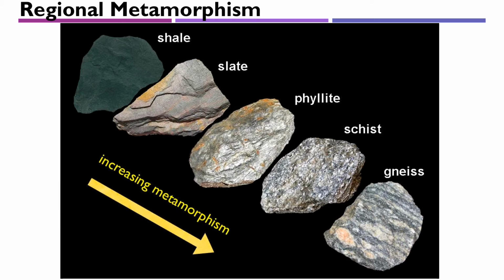This next slide is showing you how regional metamorphism works. It all starts with the sedimentary rock shale. Now, shale is not a metamorphic rock, it's sedimentary, but if shale is put under heat and pressure, shale turns into the metamorphic rock slate. If you go deeper into the earth with more heat and pressure, slate turns into a rock called phyllite. With more heat and pressure, phyllite turns into the metamorphic rock schist, and with even more heat and pressure, schist turns into a metamorphic rock called gneiss.